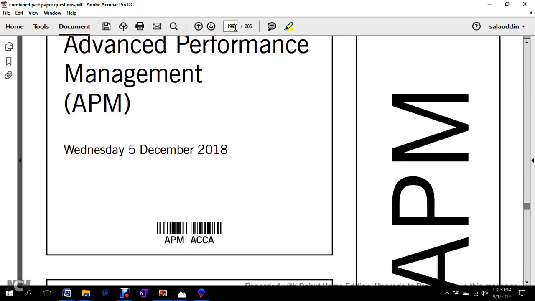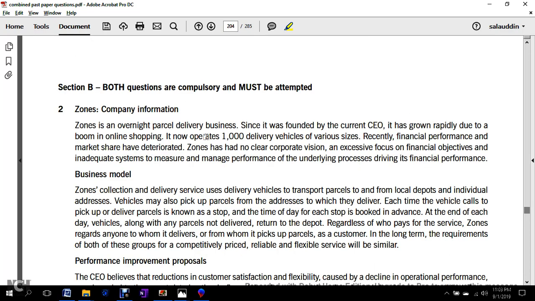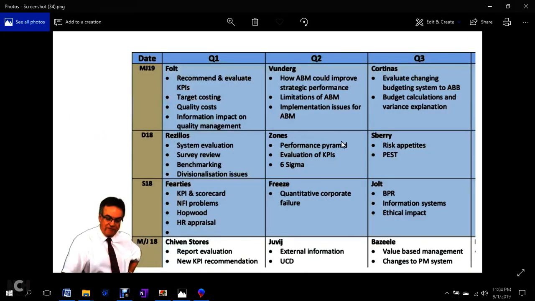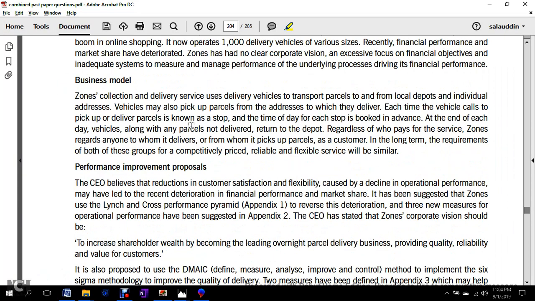My question today is from December 2018, question number 2, Jones, which is on the topic of the performance pyramid. What are the topics in the question? Performance pyramid, evaluation of key performance indicators, and Six Sigma. These are the topics that will be covered in this question. So let's read the requirement first.